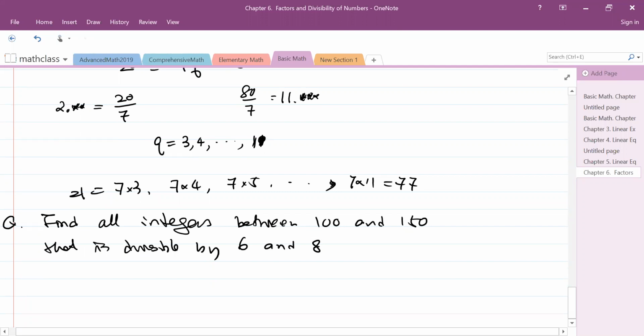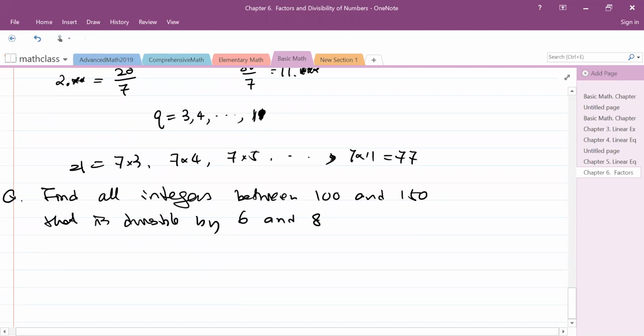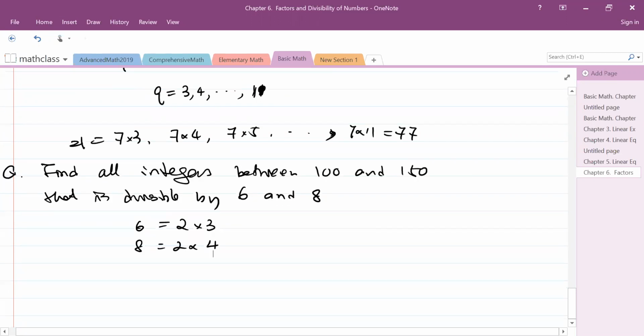What? 6 and 8? Yeah. Can you multiply? No, you can't multiply. Maybe you have such a number, maybe not. Okay, let's look at a number divisible by 6 and 8. Okay, 6 is going to be 2 times 3, right? 8 is 2 times 4.